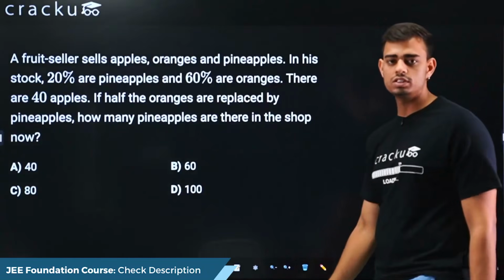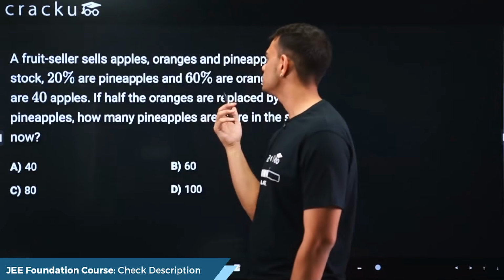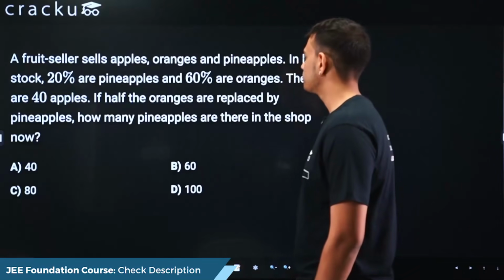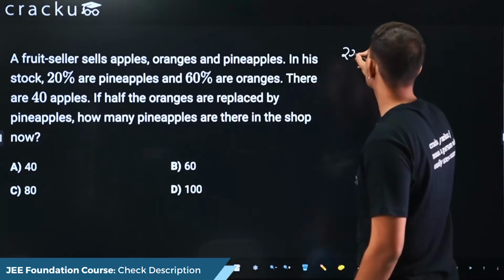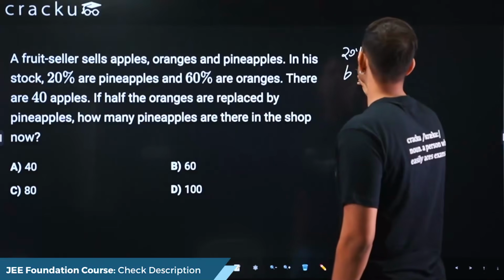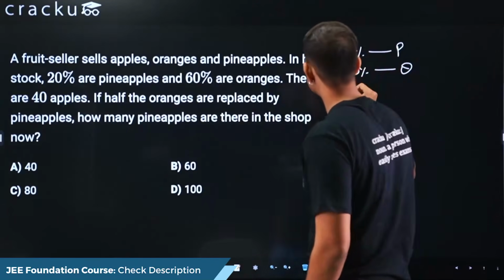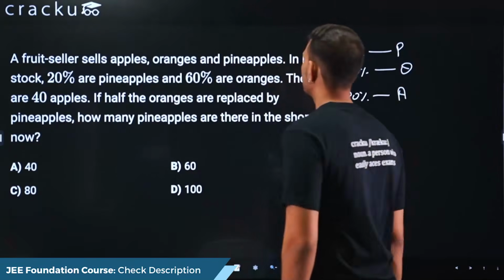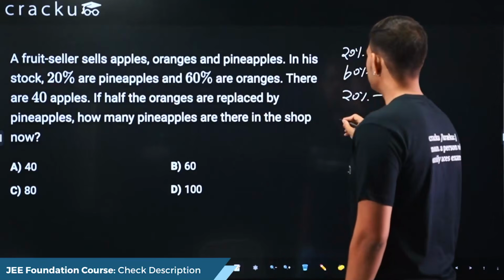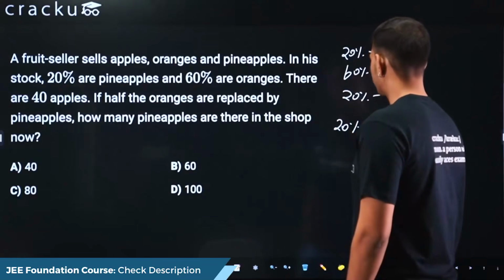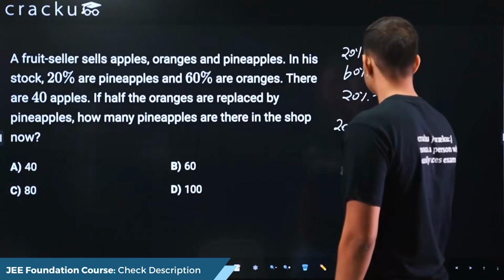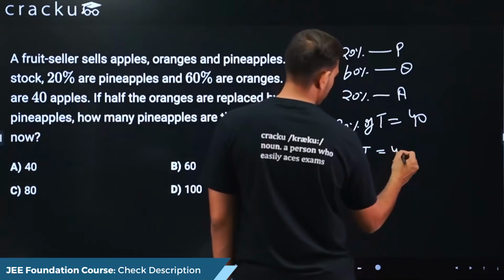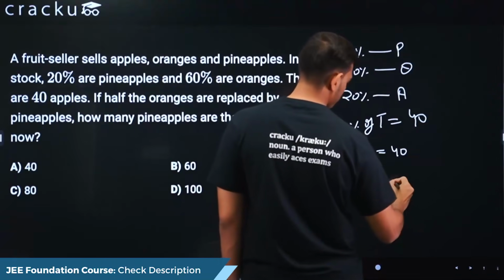In this question, we are given that a fruit seller sells apples, oranges, and pineapples. In his stock, 20% are pineapples, 60% are oranges. This sums up to 80%. The remaining 20% must be apples. There are 40 apples. So 20% of what? 20 by 100 of total fruits is 40. Total fruits comes out to be 200.